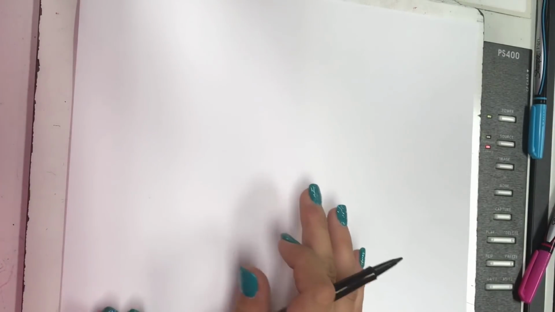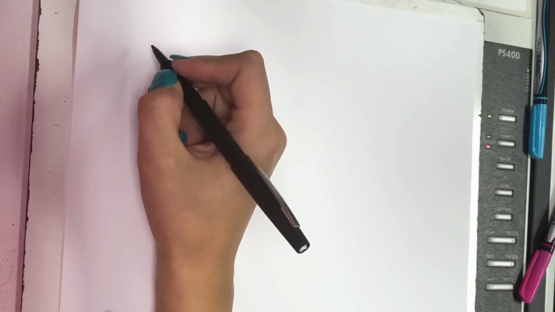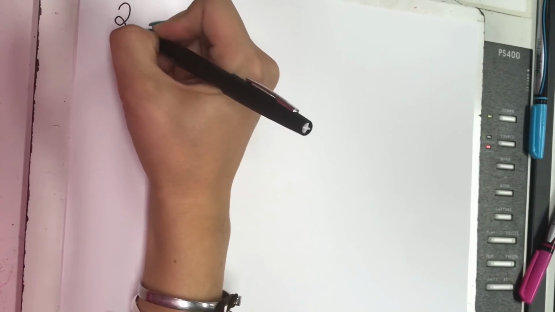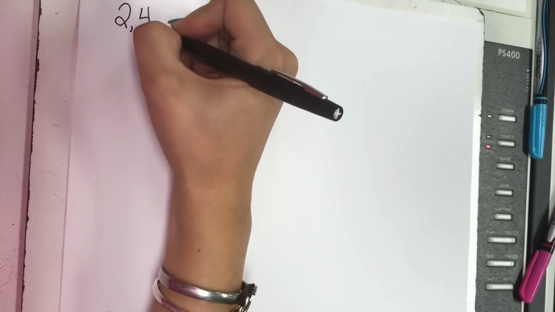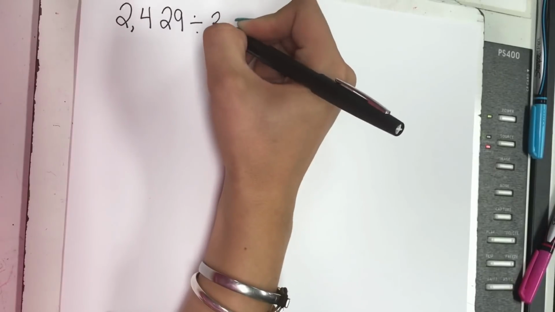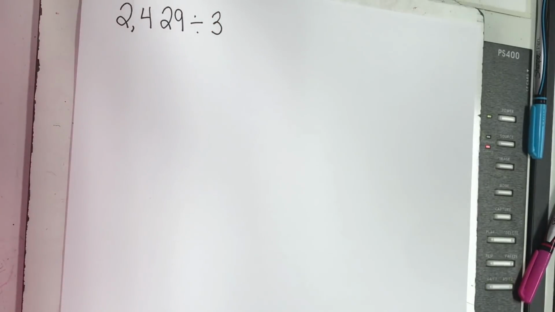This problem that we're going to do now is going to be 2,429 divided by 3. Okay? This time I'm not going to draw my circles. I'm just going to go straight to my box.